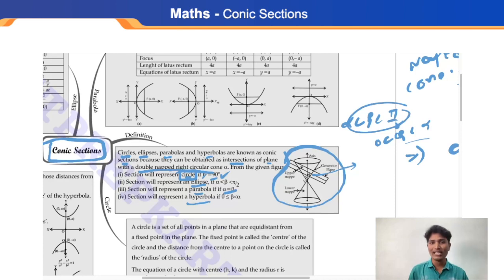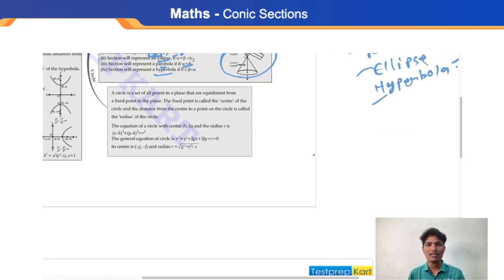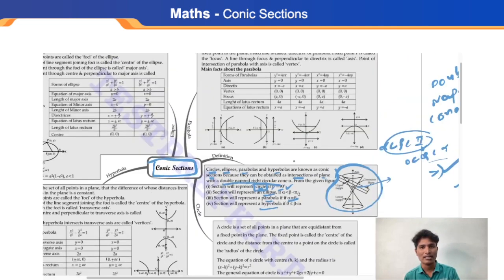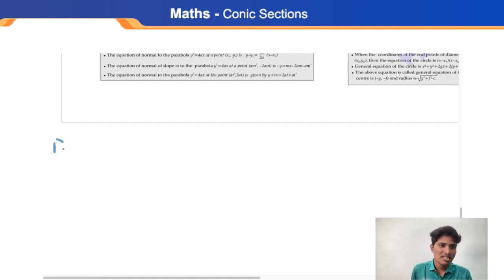If we take the doubly napped cone and do the intersections with the plane, you will get the shapes circle, parabola, ellipse, hyperbola. Now I will discuss each one. First of all, I will discuss the circle. In this single video, you will get all four of these important concepts: circle, parabola, ellipse, hyperbola.